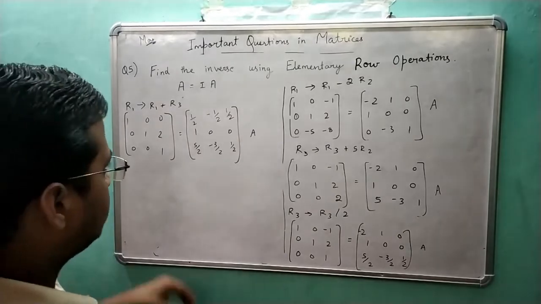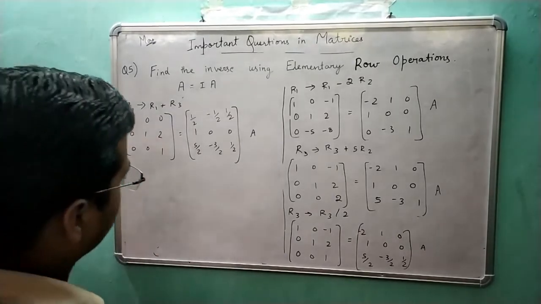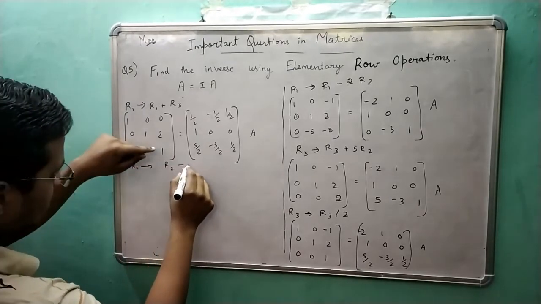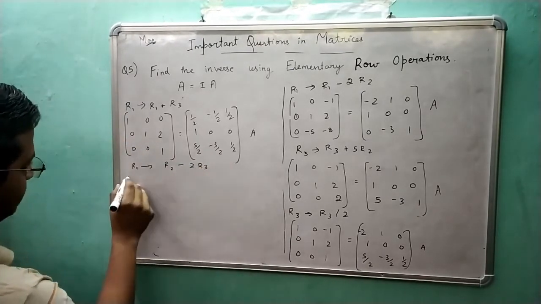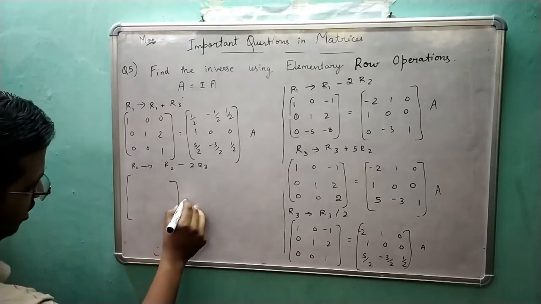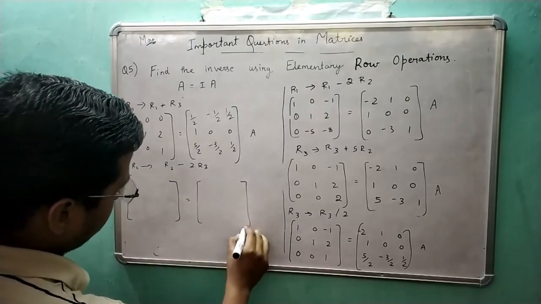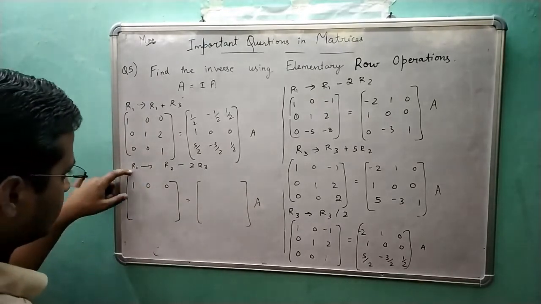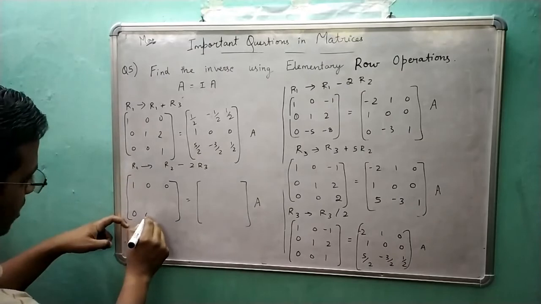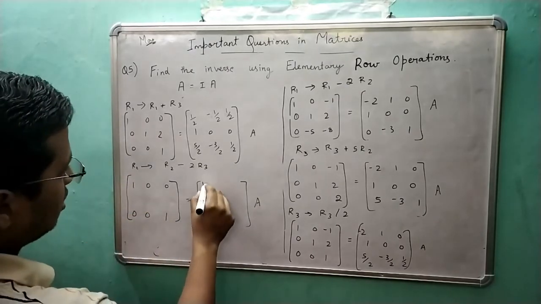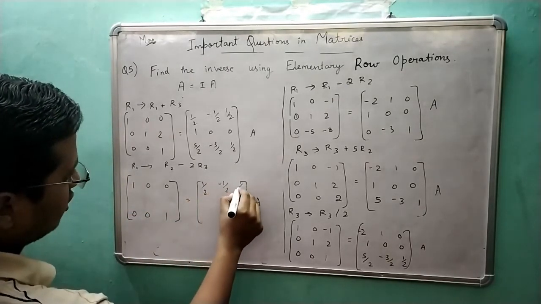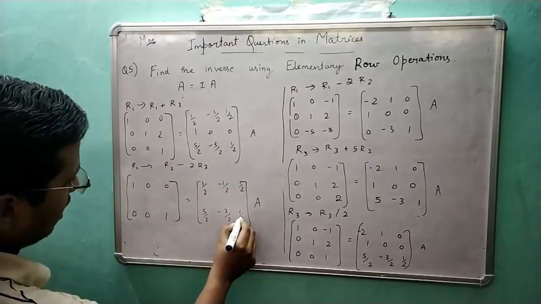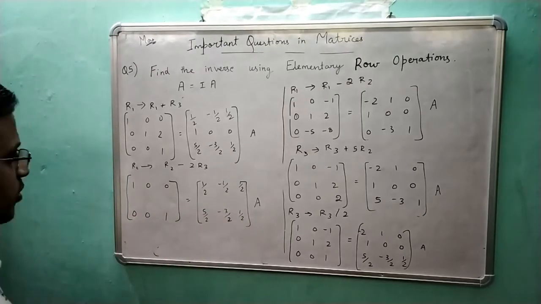Now our last step, we have to make this element 0. So how? R2 changes to R2 minus 2 times R3. Since R2 is changing, R1 and R3 will be as they are. So 1, 0, 0, 0, 0, 1, half, minus half, half, 5 by 2, minus 3 by 2 and half. So R2 minus 2 times R3.